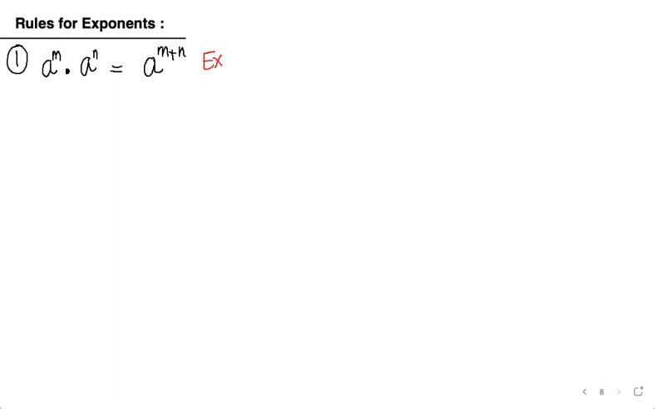Example, if I have 2 to the power 3 times 2 to the power 4, what is that equal? We just add the exponents, 4 plus 3, 7, because we have the same base. If the bases are the same, we just add the exponents, and between them is multiplication. If it were addition, this is not correct. If we multiply two power numbers with the same base and different exponents, we just add the exponents to the same base.